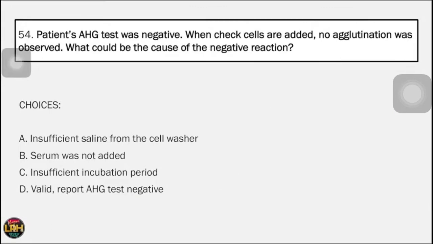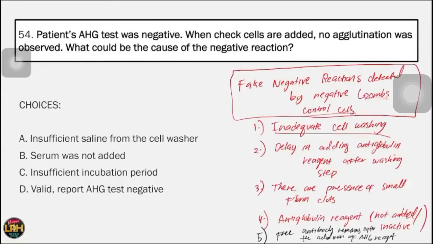Number 54, a patient's AHG test was negative. When check cells are added, no agglutination was observed. What could be the cause of the negative reaction? The choices are letter A, insufficient saline from the cell washer; B, serum was not added; C, there is insufficient incubation period; or letter D, this is a valid AHG test report.